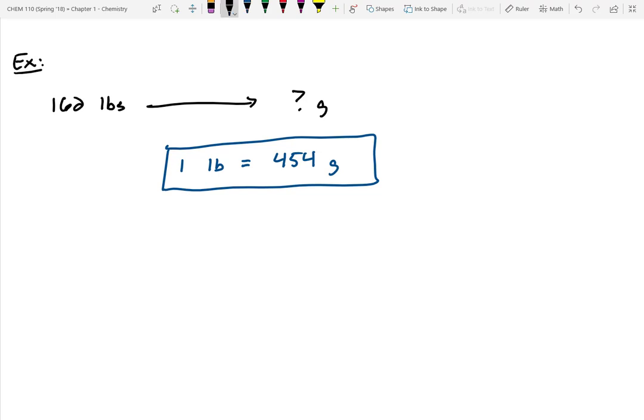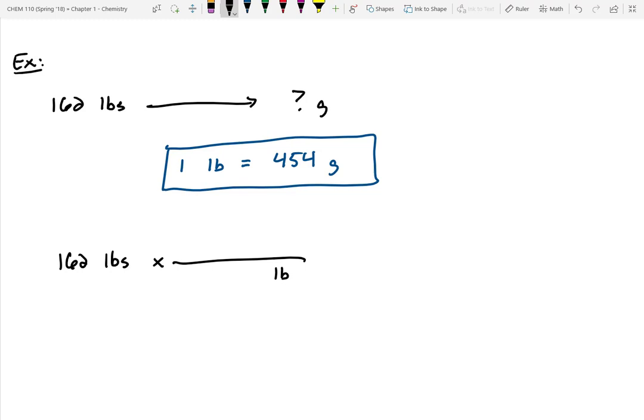All right, let's try this as a class. Let's start out with what we know. We know the measured value, which in this case is 162 pounds. And we want to multiply it by a conversion factor. In this case, do we want pounds on the top or the bottom of our conversion factor? On the bottom. We want it to cancel out.